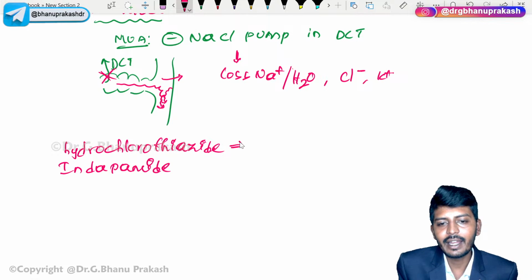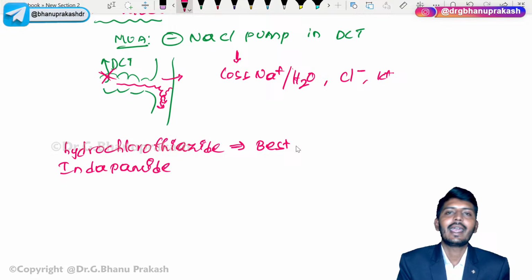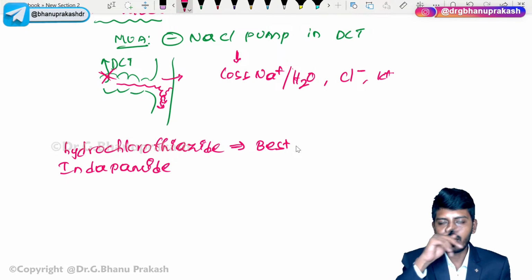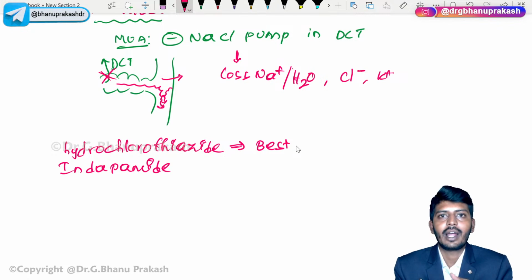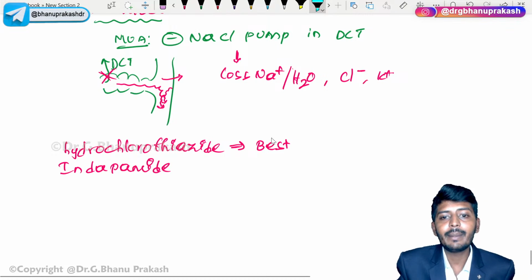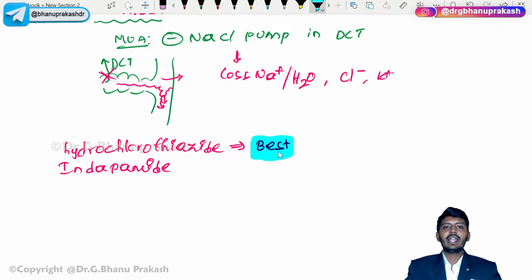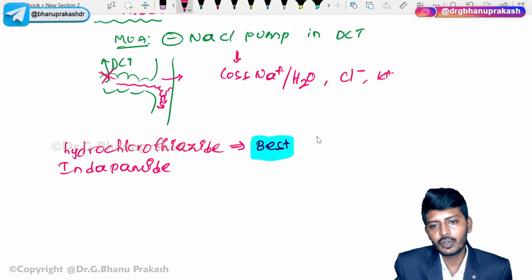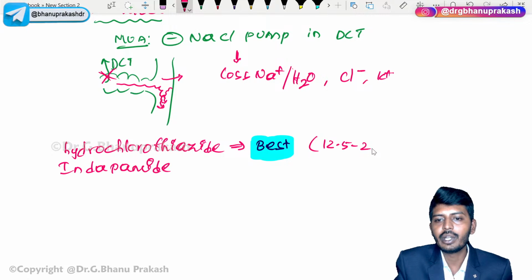Remember, hydrochlorothiazide is the best among all the thiazide diuretics, because other thiazide diuretics can cause gout. Apart from gout, there can also be one more issue, please remember: hypokalemia. But hypokalemia is also avoided, and gout incidence can also be avoided with hydrochlorothiazide. So other thiazides will cause these two side effects. The best approved dose is from 12.5 mg to 25 mg.